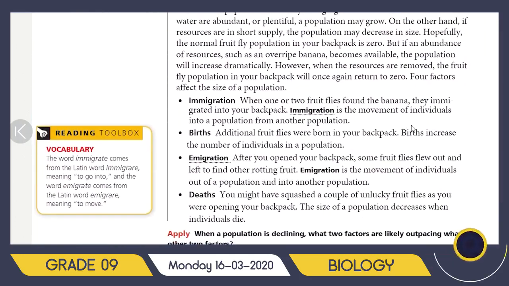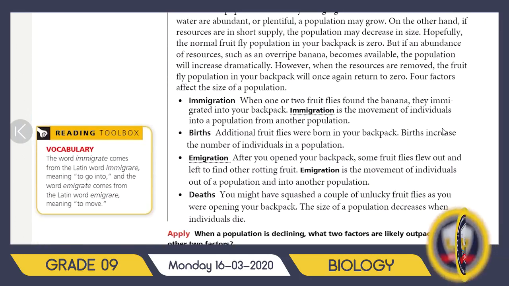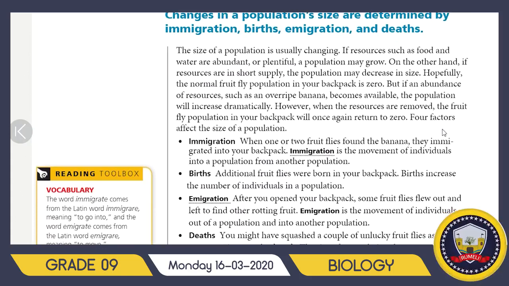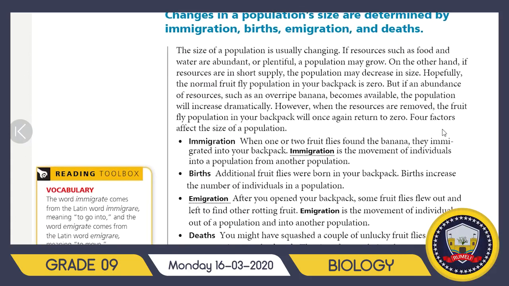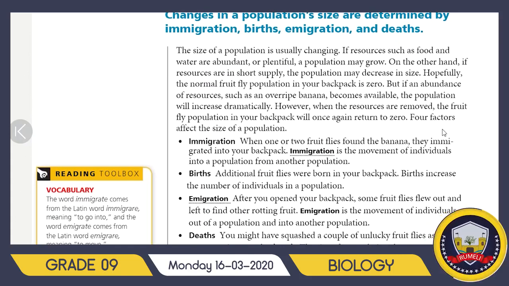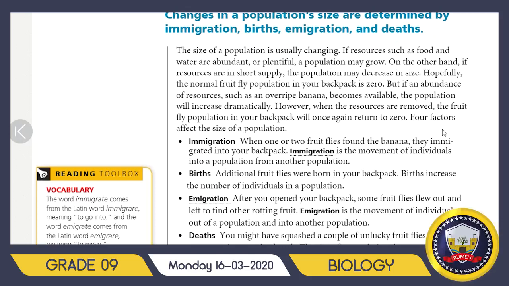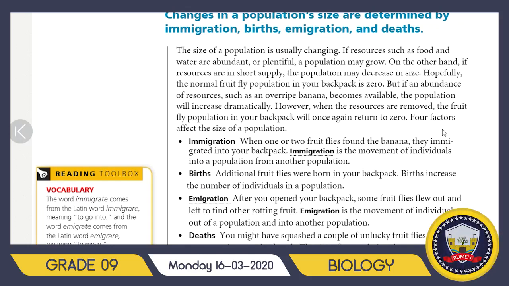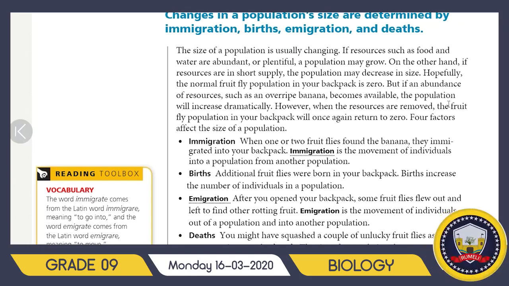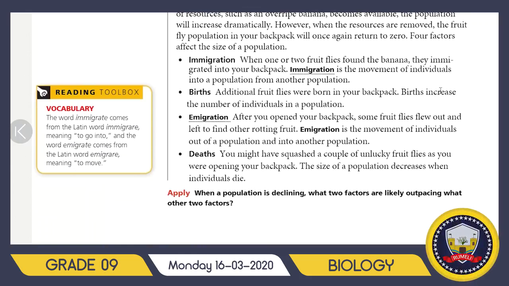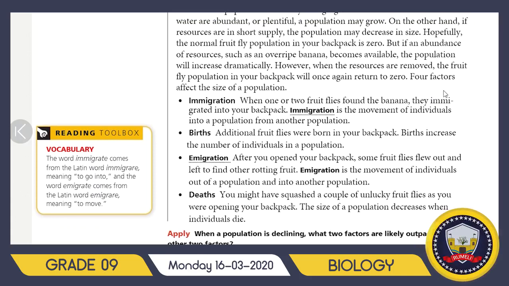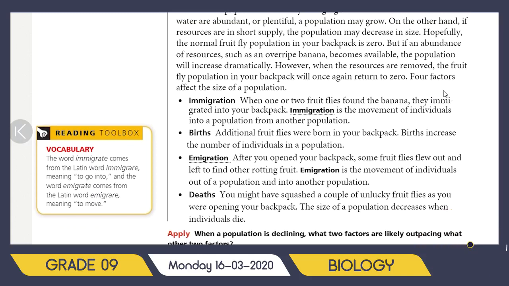The key concept of this section is that populations grow in predictable patterns. The size of a population usually changes because of resources such as food and water. If resources are abundant or plentiful, the population may grow. If they are limited, then the population will slow down. The population can also decrease in size if the resources are depleted.